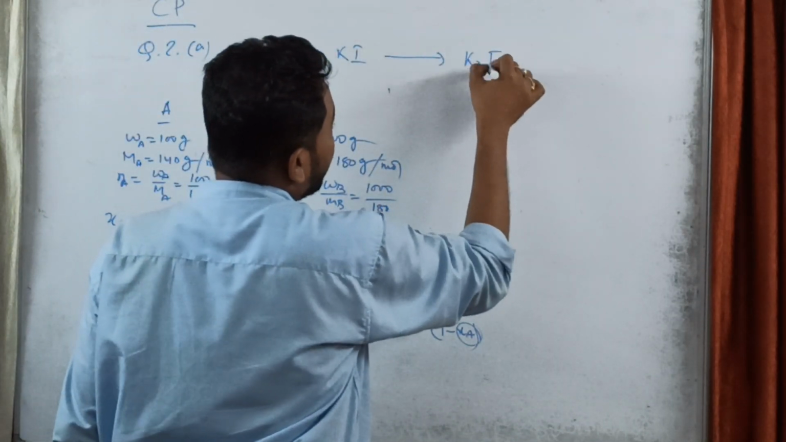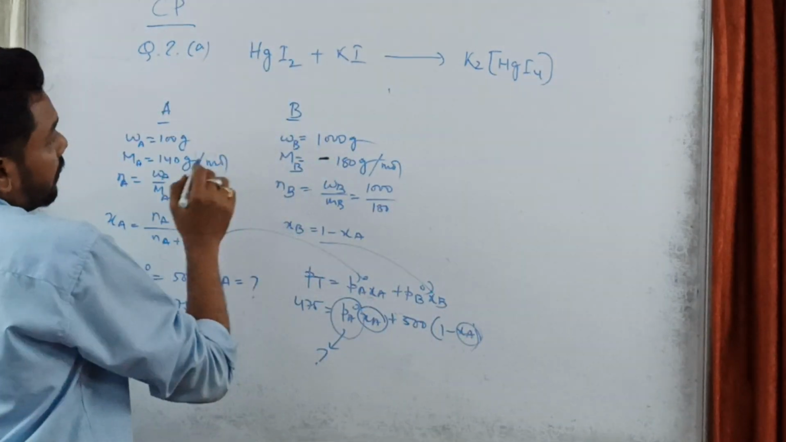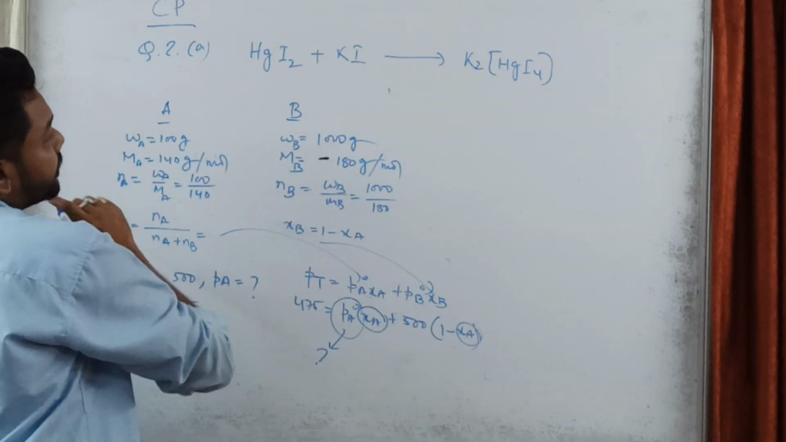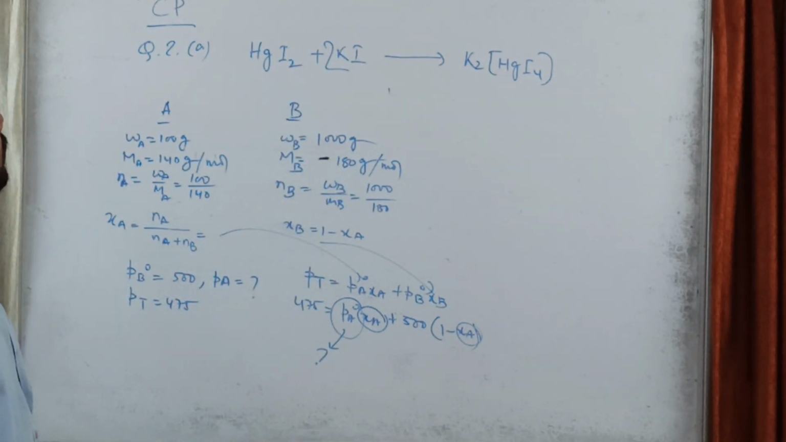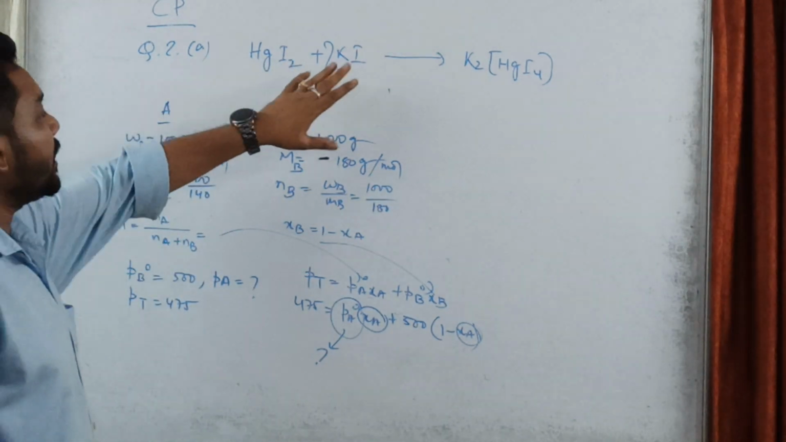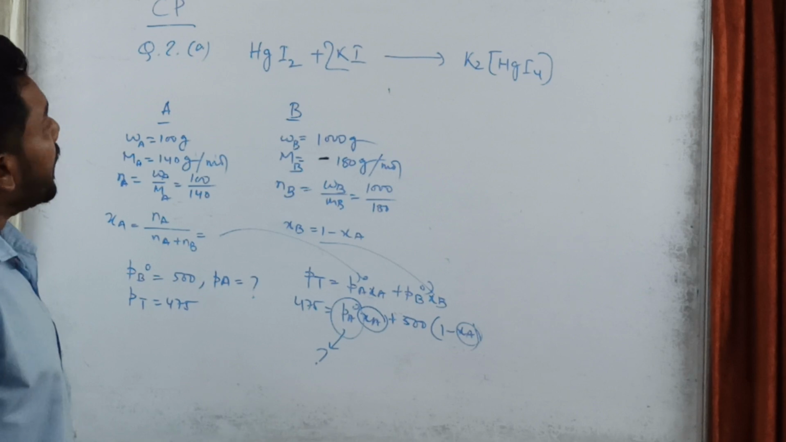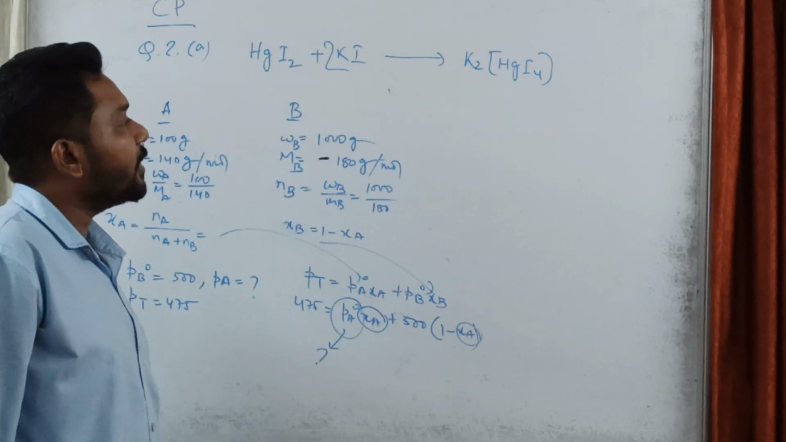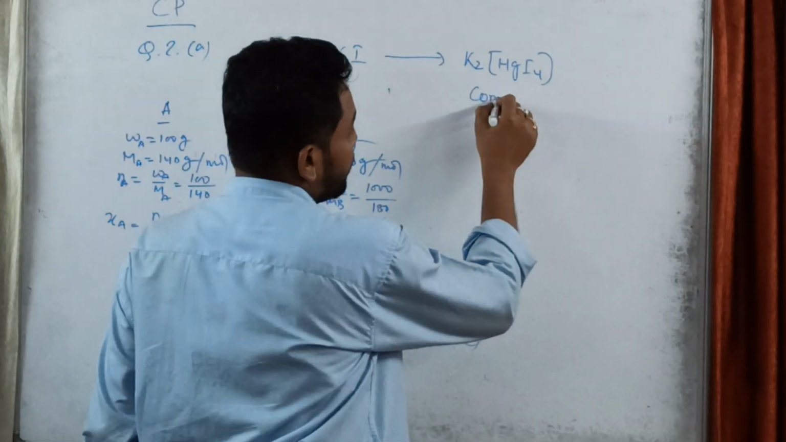it will form K2HgI4. Remember, K2HgI4. This is a complex, and that is from 2KI. So this reaction takes place when mercuric iodide reacts with KI. There is a generation of K2HgI4. This is a complex.